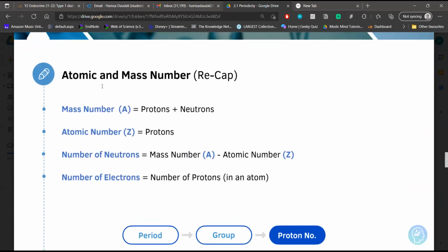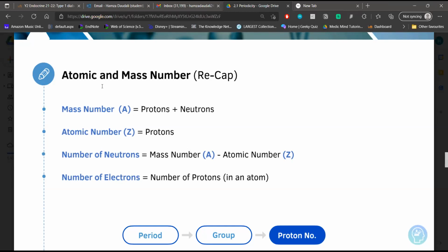A quick recap of all these key calculations. So the mass number gives you the protons plus the neutrons. Can anyone tell me why we don't include electrons in the mass number? Yeah, it has virtually no mass, right? Its mass is about 1/2000. It's very, very small. It virtually doesn't count for anything.